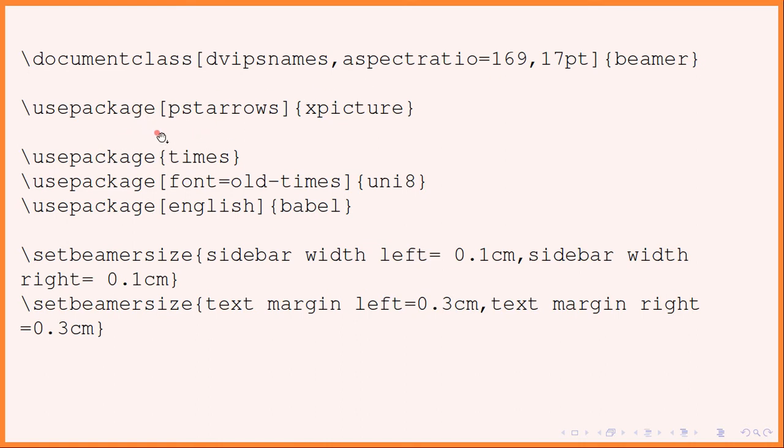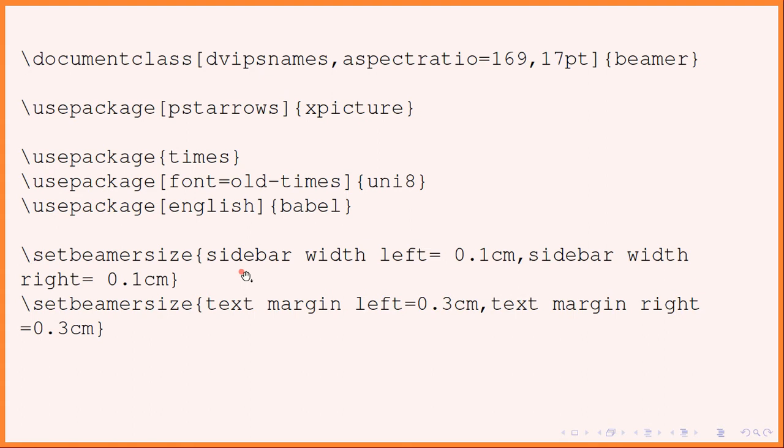Then you have to write this usepackage pstricks, pst-arrows, xpicture. This also I will discuss in detail in my next video. pst-arrows corresponds to a special type of arrows, which you shall see later in the second part of this video. These three lines correspond to fonts, which we just write blindly. There is nothing much to understand.